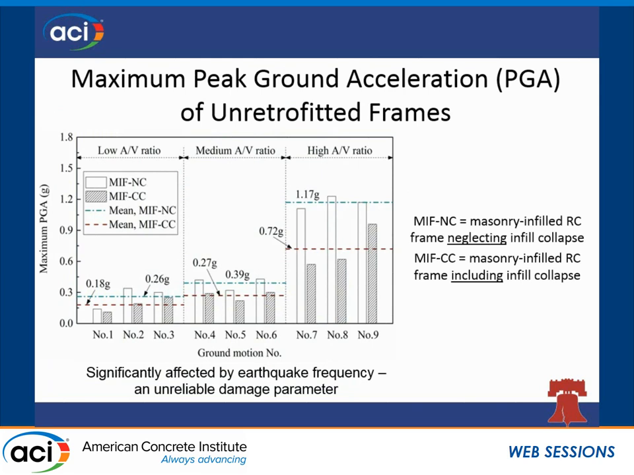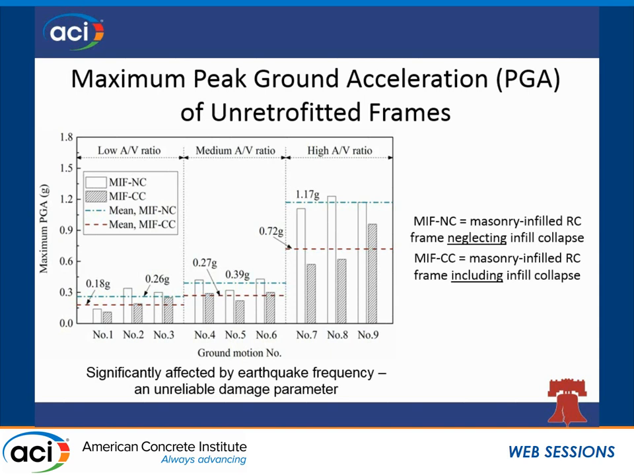Right, so as I said earlier, we plotted the peak ground acceleration versus the interstory drift ratio, and we've pulled off values at 20% of the tangent of those curves. Now, what we see here is a summary of the maximum peak ground accelerations on the vertical axis, and on the horizontal axis, we've got our 9 different ground motions broken into low, medium, and high frequency earthquakes. Now, the open curve here and the open box here and the dashed one refer to the NC, so that's neglecting any masonry wall collapse, and the CC is including masonry wall collapse. That's the terminology my colleagues used. So just keep that in mind.